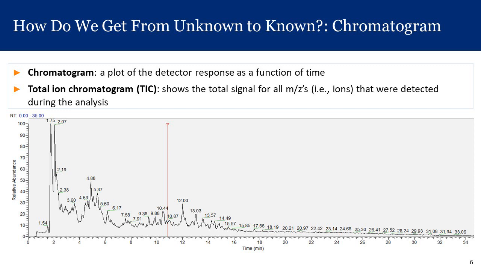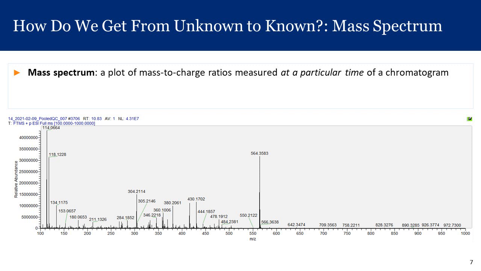So the chromatogram is a plot of the detector response as a function of time. And then what is shown here is a so-called total ion chromatogram that shows the total signal of all ions, or m/z's, which stands for mass over charge, that we're detecting during the analysis. And then what we can do is look into this chromatogram at any given time and look at the mass spectrum, which is shown here, which is a plot of the mass-to-charge ratios measured at a particular time of a chromatogram.